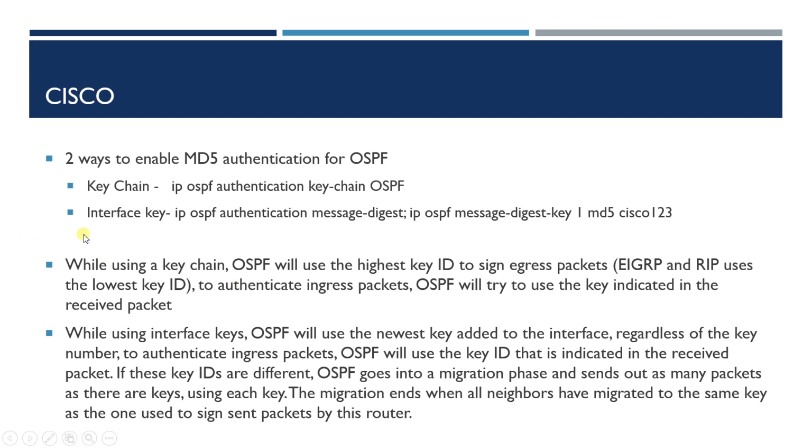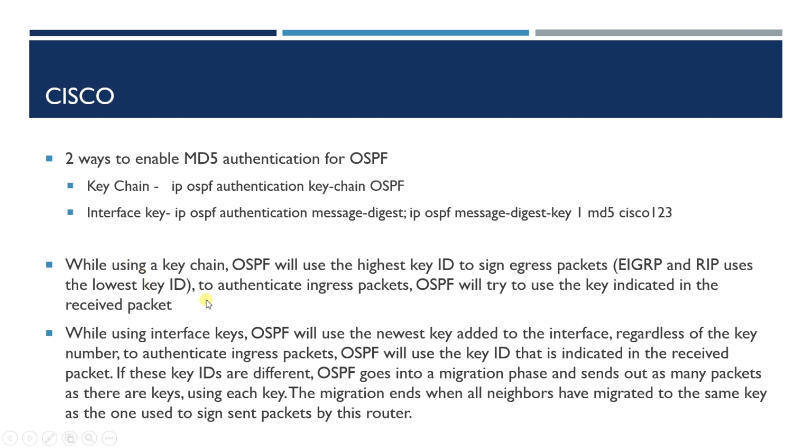One thing to note while using a keychain for OSPF: OSPF will always use the highest key ID to sign egress packets, meaning packets that are sent out of its interfaces. This is in contrast to EIGRP and RIP, which use the lowest key ID. So OSPF uses the highest, and EIGRP and RIP will use the lowest valid key ID.